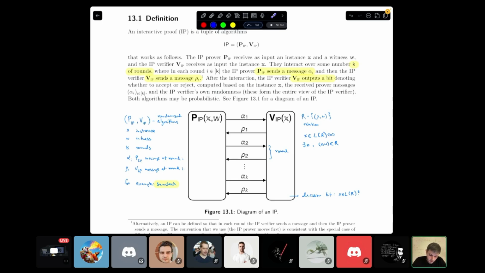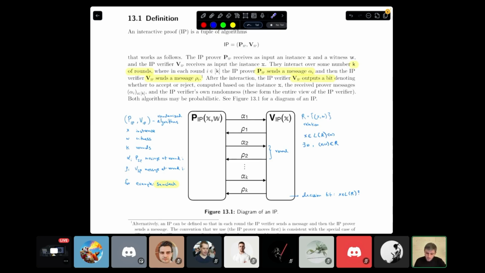A round is going to be a set of two interactions. The prover is going to send a message, the verifier is going to respond, and we call these two messages a round. Some more definitions: the interactive proof is given for some relation, which is supposed to define a language. For example, X is going to be a SAT formula, W is going to be an assignment to the variables of the formula, and the language is going to be SAT, so every instance that has a satisfying assignment such that the relation contains both of them.